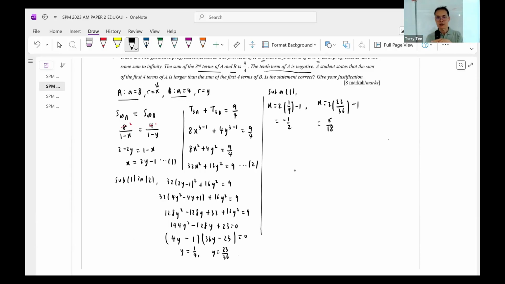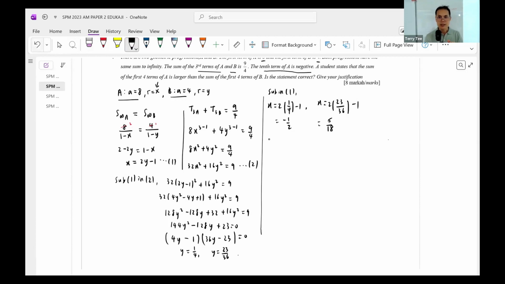Your A starts with 8. If your common ratio is 5 over 8, you times with 5 over 8 one time, 2 times, 3 times, 4 times. Are they going to be negative? They're never going to be negative, right? So in order for you to have a negative value, your common ratio must be negative.